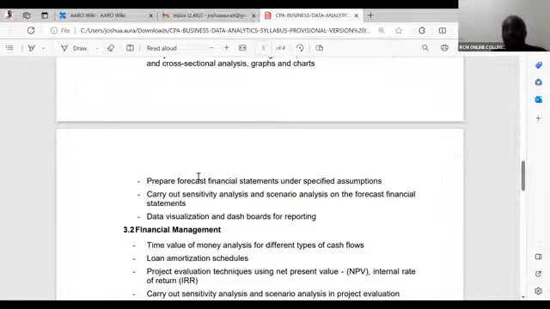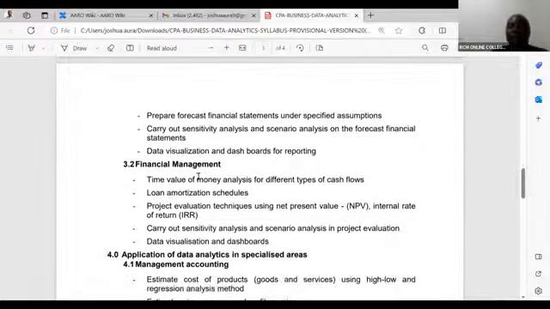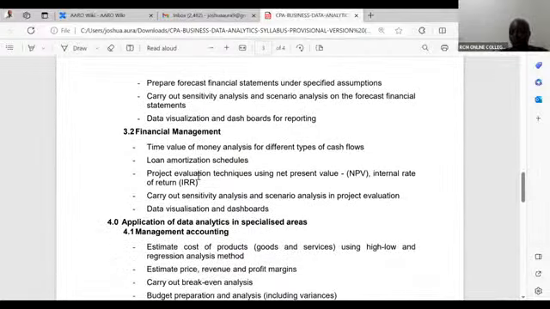Then again, they're repeating here, data visualization and dashboards. And then we go to financial management, where they want us to show you how to discount the time value of money. They want to show you how to carry out loan amortization. Then we have project evaluation techniques, NPV, etc. Then we should be able to show you how to carry out sensitivity analysis. Data visualization and dashboards are a big thing.